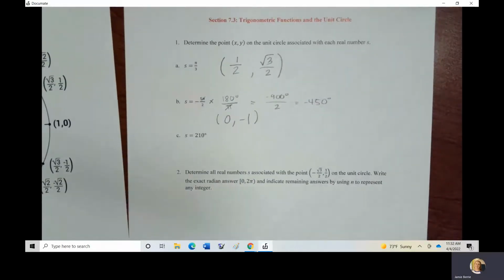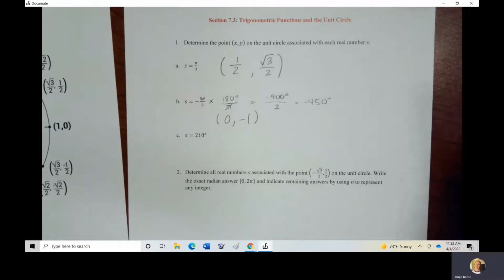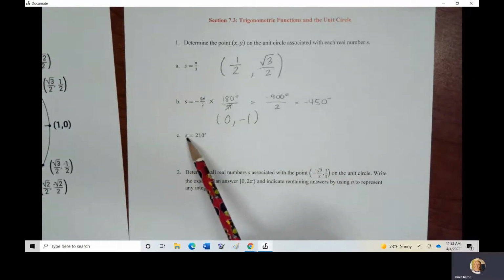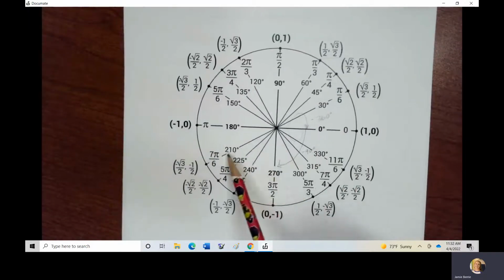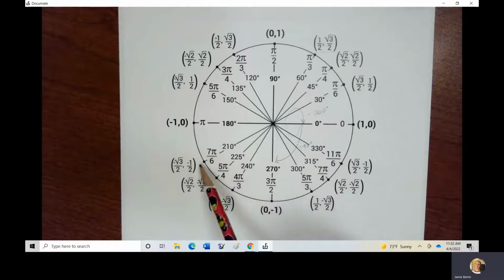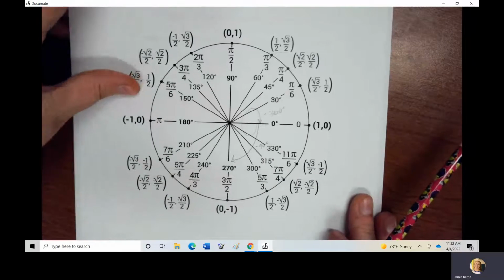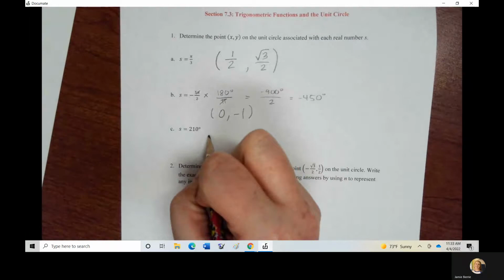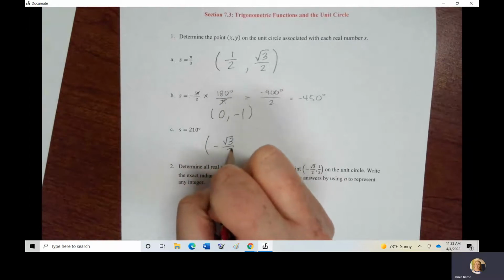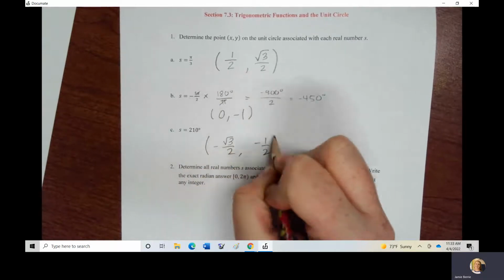All right, then we have the point. We're asked to determine the point on the unit circle associated with the real number s equals 210 degrees. Back to the unit circle, 210 is right here. So that is negative square root of 3 over 2, comma, negative 1/2.